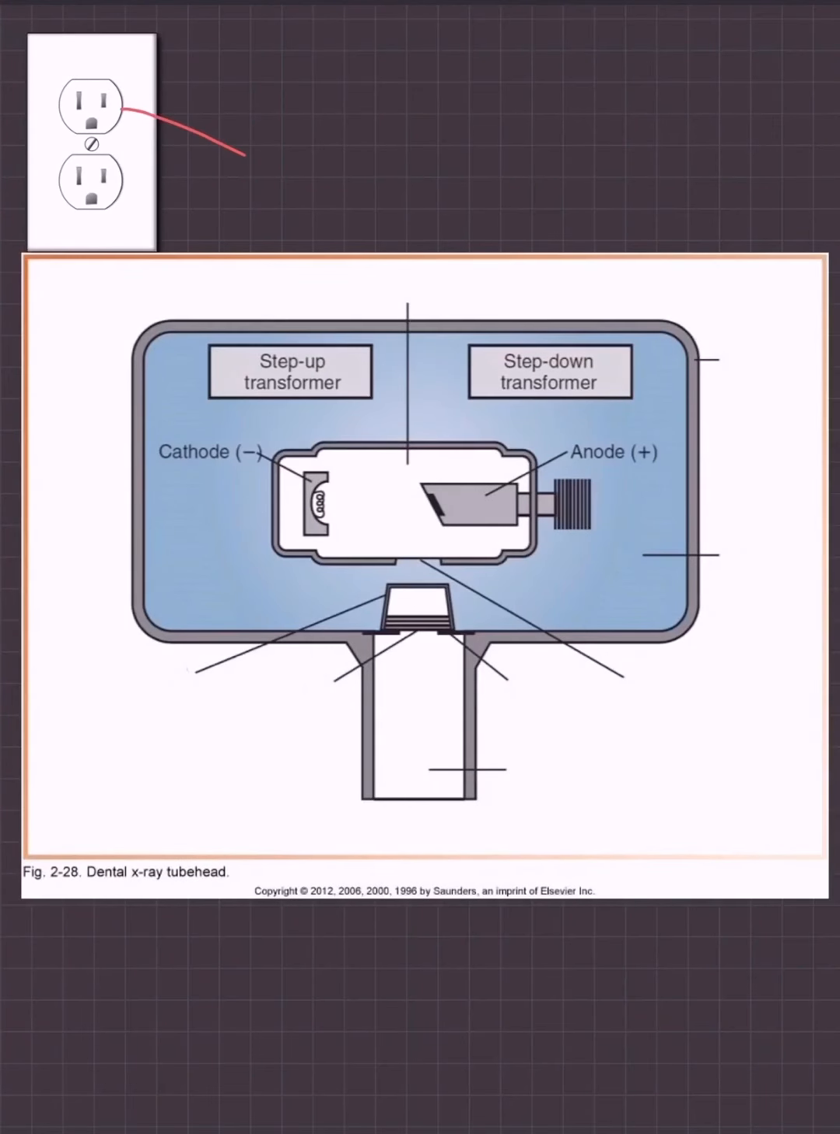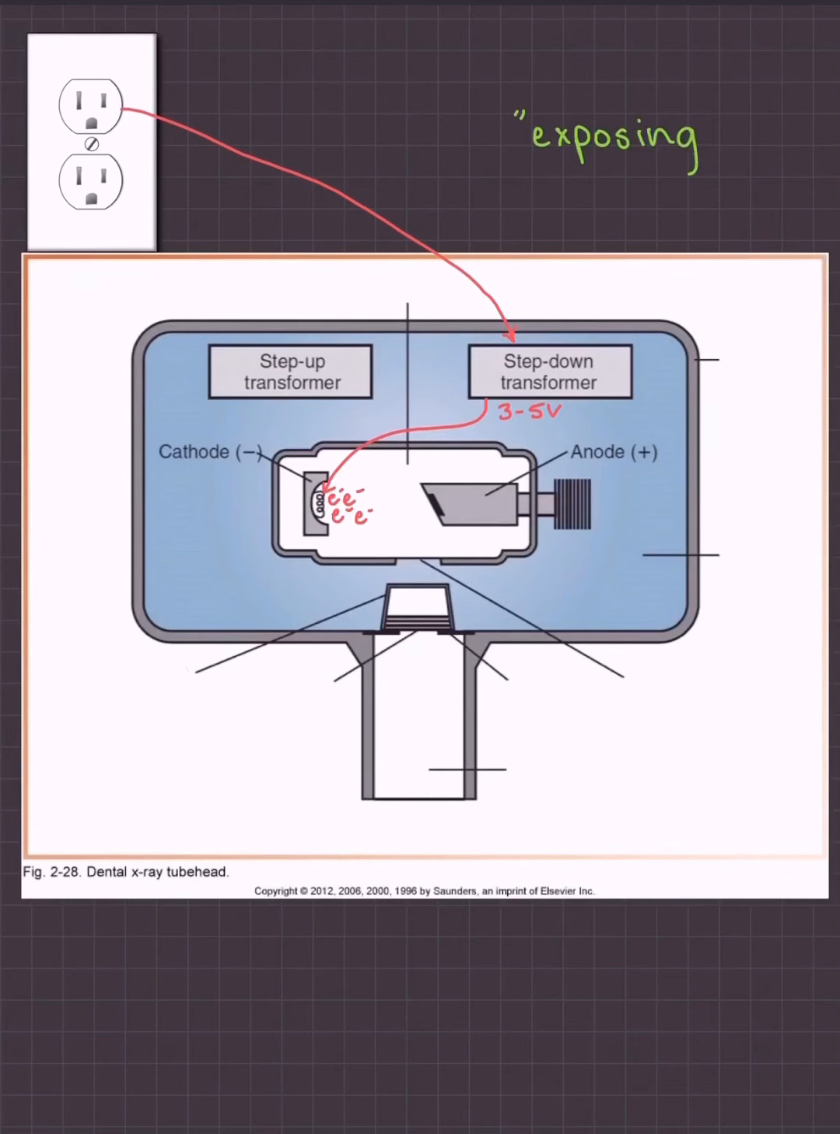Electricity comes from the wall outlet when the machine is powered on at the control panel. Current is directed to the filament circuit and step-down transformer in the tube head. The transformer reduces the voltage. The filament circuit uses the 3 to 5 volts to heat the tungsten filament in the cathode. Electrons are released as thermionic emission occurs. The electrons stay in an electron cloud until the high voltage circuit is activated.